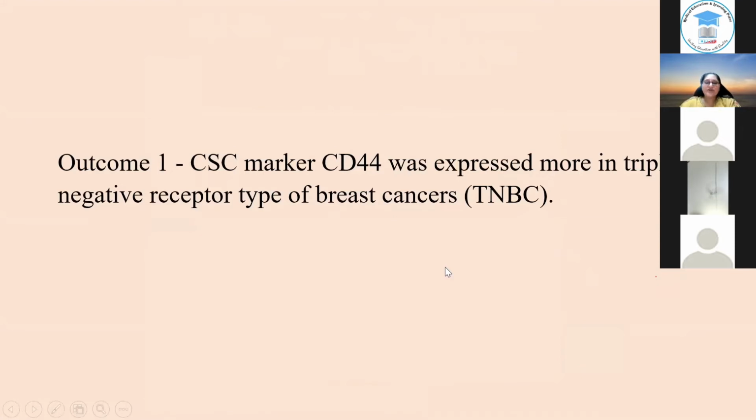So the first outcome of our study was that cancer stem cell marker 44 was expressed more in triple negative breast cancers.